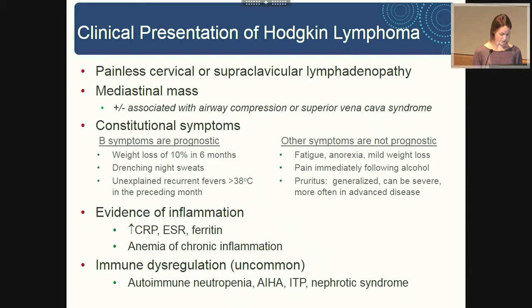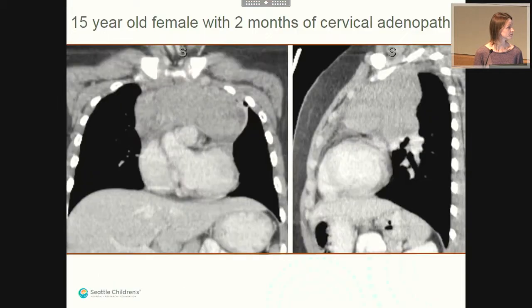And then other things that are noted but are not used in the classification of this A versus B staging is fatigue, anorexia, weight loss, that's more mild. Pain following alcohol is one that I think is less seen in our population, but certainly recognized. And then I already mentioned this pruritus or itching. And then patients will often present with evidence of inflammation with a high ESR or CRP. They can present with anemia just from the effects of chronic inflammation. And then I already mentioned this immune dysregulation.